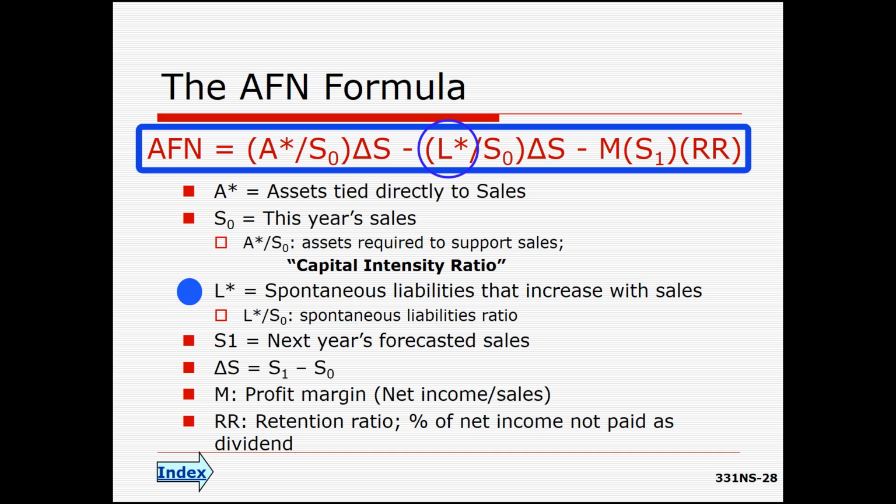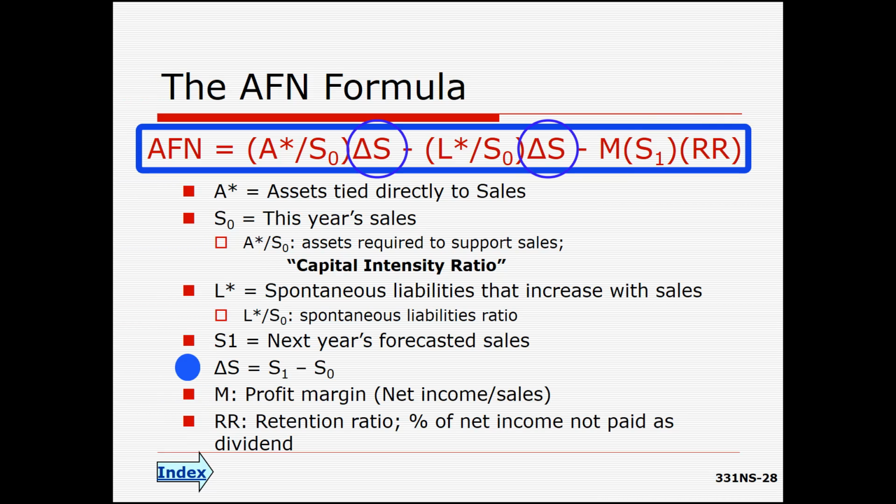spontaneously increase with sales, basically accounts payable and accruals. L asterisk divided by S sub 0 is the spontaneous liability ratio, internally generated funds. Be aware that notes payable is not a spontaneous liability. It's a financing liability. S sub 1 is your forecasted next year sales.